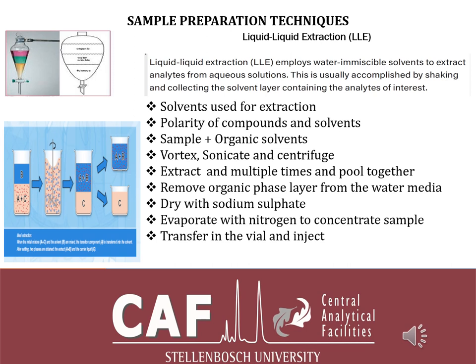And then what you can also do, depending on what you're working with, or the concentration range that you're working with, you might have to concentrate your sample with nitrogen, either completely and reconstitute in a solvent, or maybe you can reconstitute up to a certain level. Maybe you had 1 mL or 2 mL, you can concentrate up to 100 microliter or maybe 200 microliter, and then put it in an insert, and then put it in a GC vial, and then your sample is ready for injection.